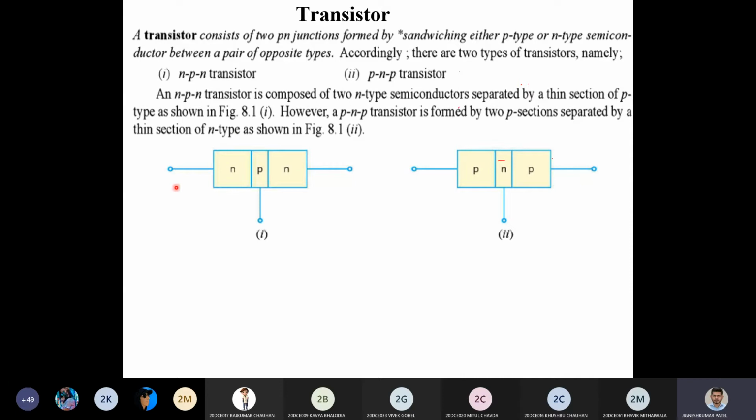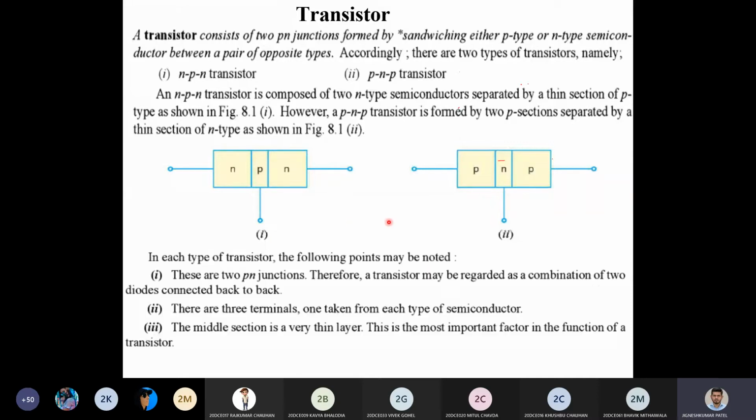Now we have basically three layers. This is my one diode, this is my another diode connected back to back. Same way here, one diode and the other diode. But in between, one sandwiched layer is common to both diodes. That's the transistor. There are two PN junctions. Therefore, a transistor may be regarded as a combination of two diodes back to back. There are three terminals, one from each layer, and the middle section is a very thin layer. This would be the thinnest layer.